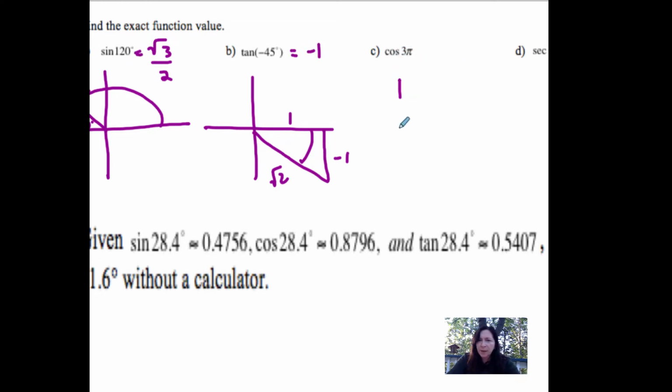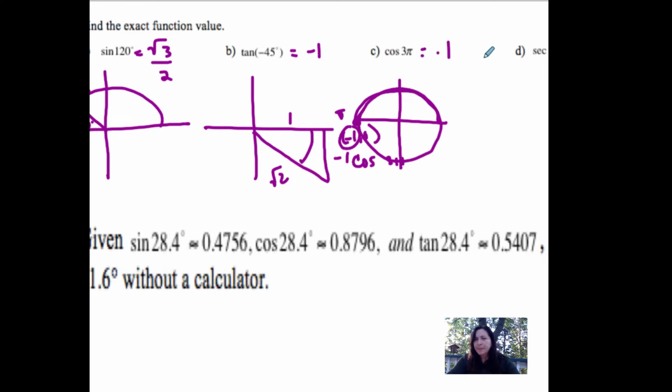Cosine of 3 pi. So let's see here. Let's count. This is 1 pi, 2 pi, and then 3 pi. At 3 pi, you're at negative 1, 0. And remember, it always goes cosine first, so cosine, then sine. So negative 1 is cosine. So this would be negative 1.